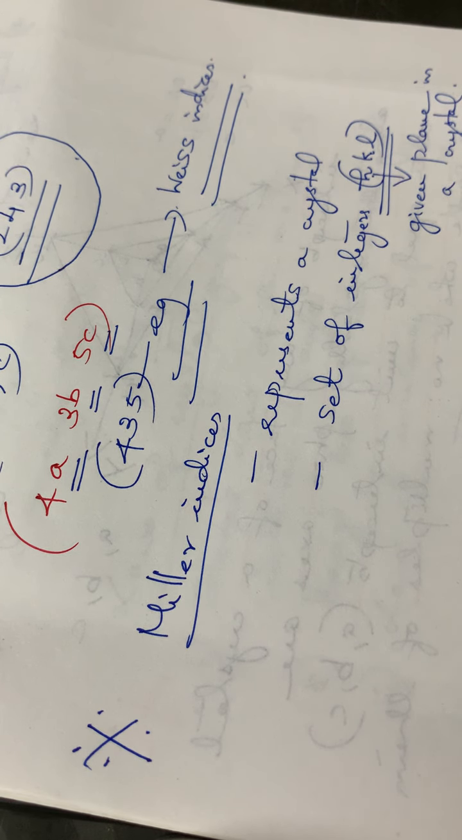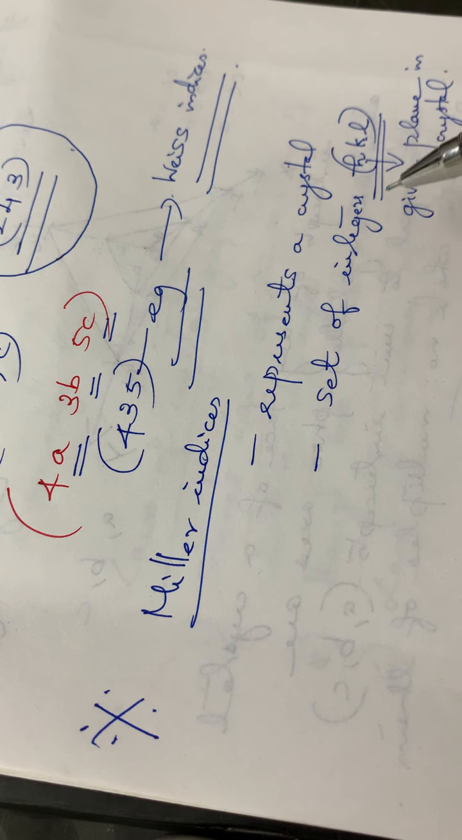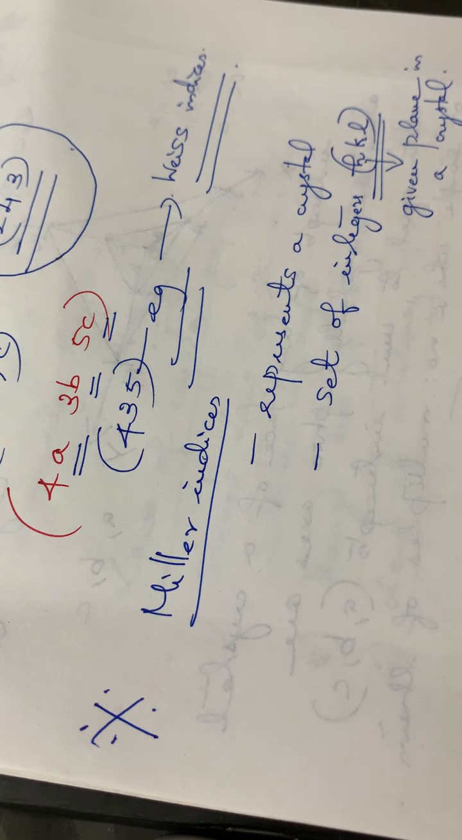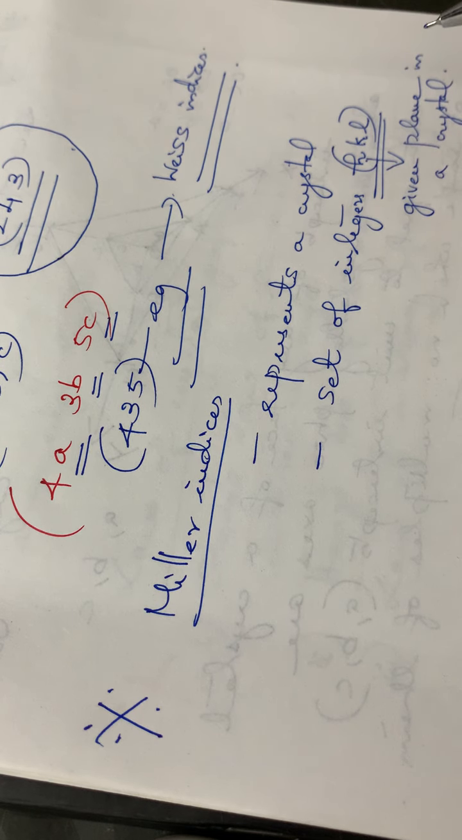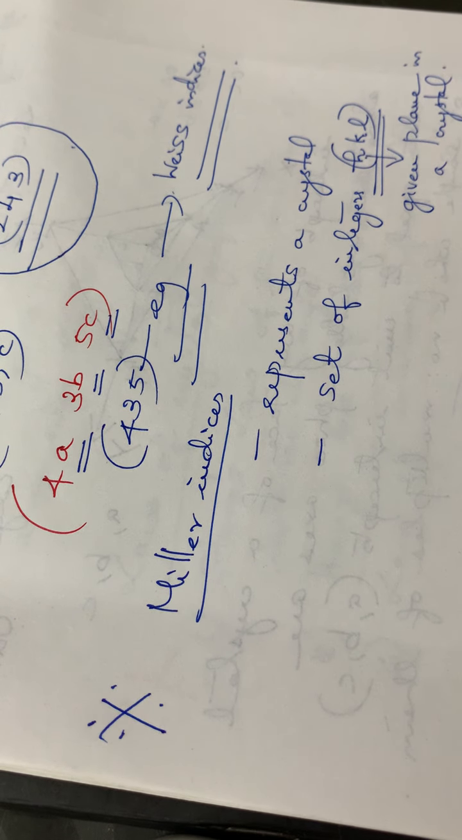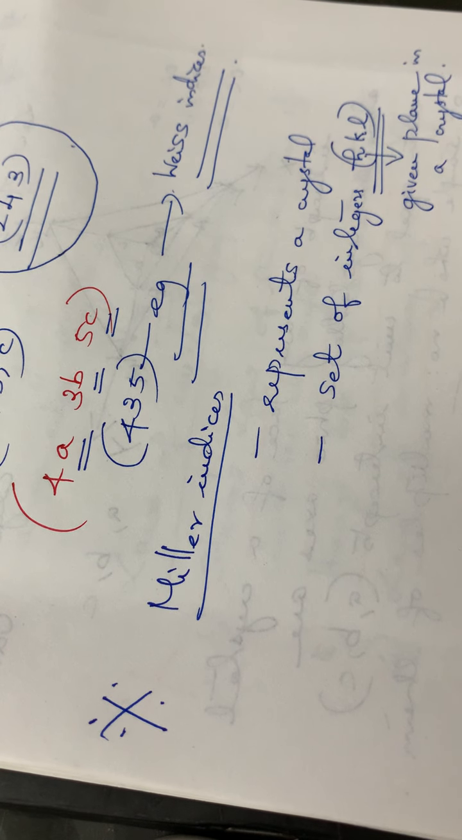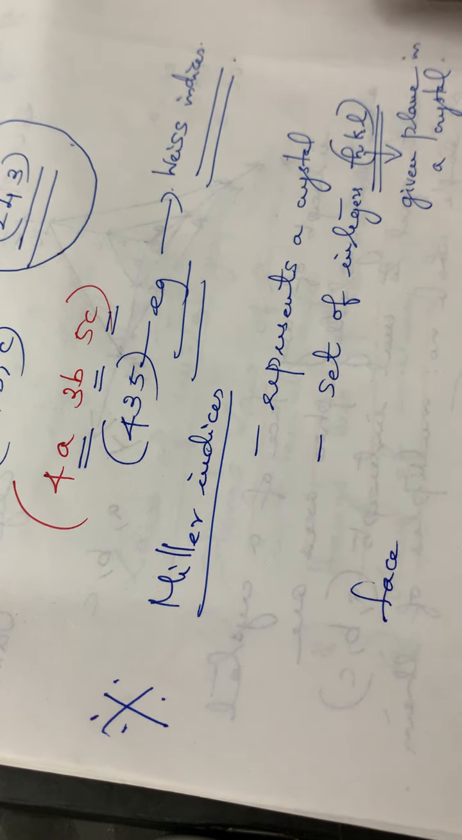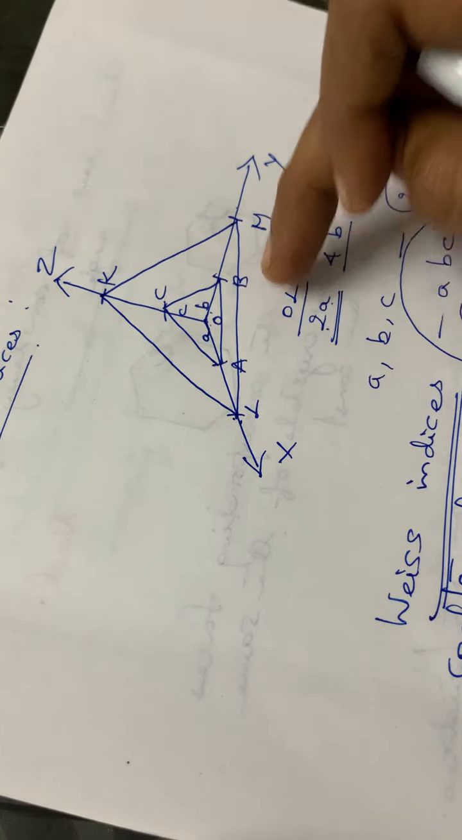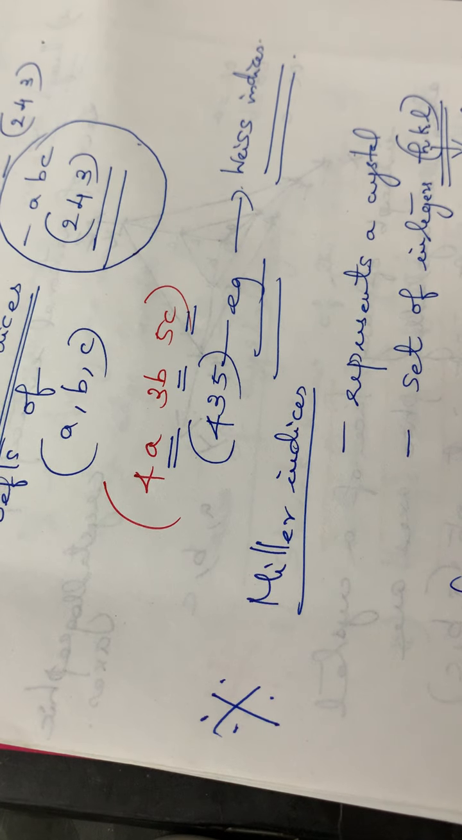So we can write the definition of Miller indices as a set of integers HKL which are used to describe a given plane in a crystal, and which are proportional to the intercepts of that face. That means they will be whole number multiples. Then again, see how to calculate a Miller index. Normally, for a plane KLM, we have seen a plane KLM, isn't it?